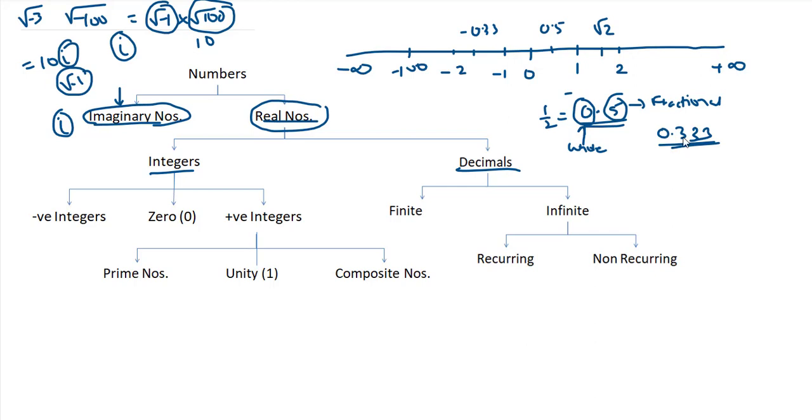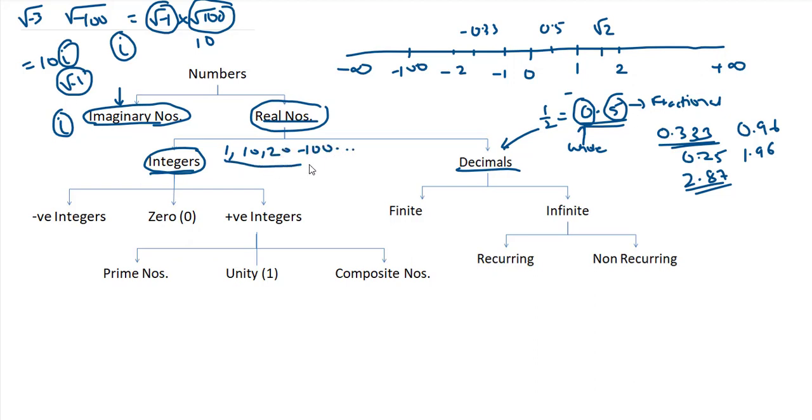For example, 0.33, 0.25, 0.96, 1.96, 2.87. So all these numbers which consist of a decimal point will be classified under decimal numbers. On the other hand, the integer numbers do not consist of a decimal point. Example 1, 10, 20, minus 100 and so on. So these numbers do not consist of decimal point. They will be classified under integers.